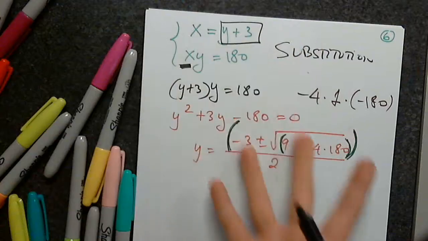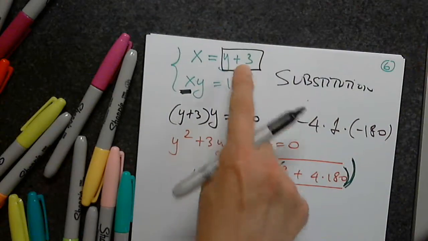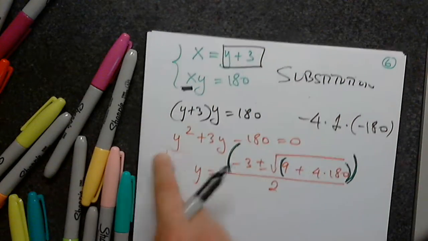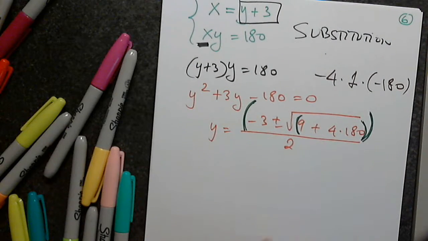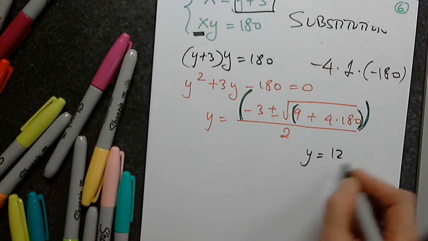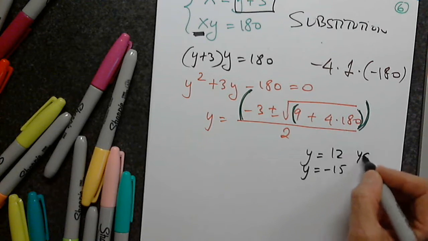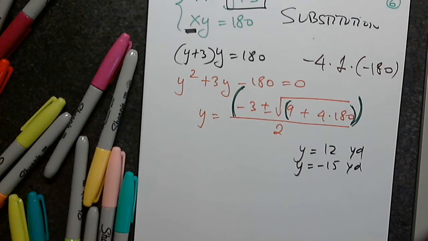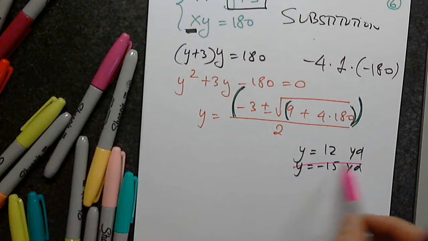You have to show all these steps. You have to show this equation. You have to show the quadratic formula. But it's okay if you write y equals 12 and y equals negative 15, yards and yards. One of these two is not acceptable. Which one is not acceptable? Right, so this is not acceptable.